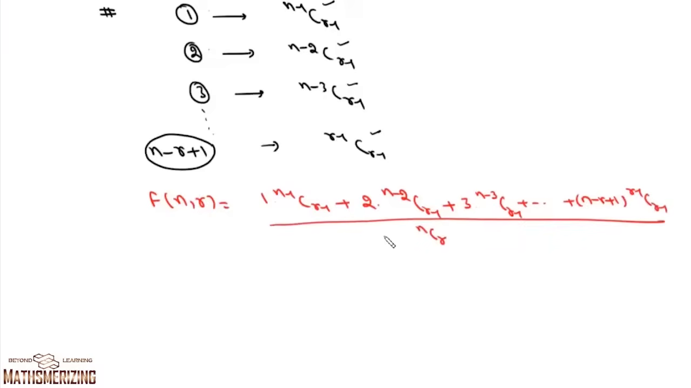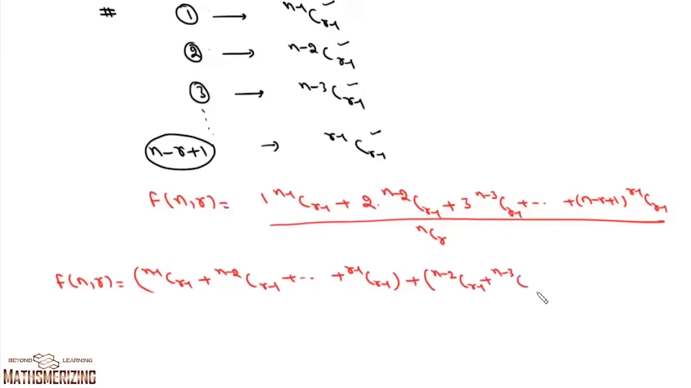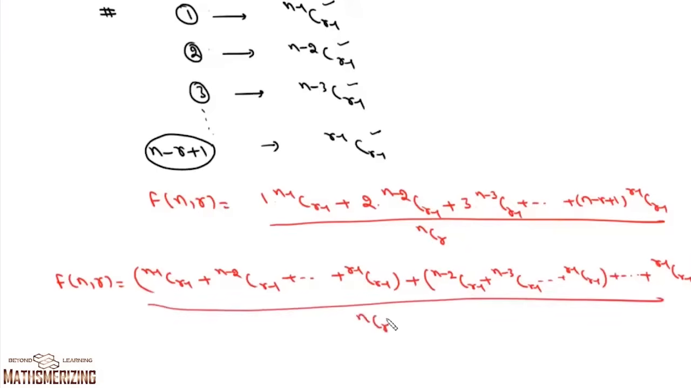Now we can rearrange the series in the numerator as F(n,R) equals n minus 1 C R minus 1 plus n minus 2 C R minus 1 up to R minus 1 C R minus 1, plus this second series, which is n minus 2 C R minus 1, n minus 3 C R minus 1 up to R minus 1 C R minus 1, and this series goes up to its last element, which is R minus 1 C R minus 1, and so on, upon nCR.